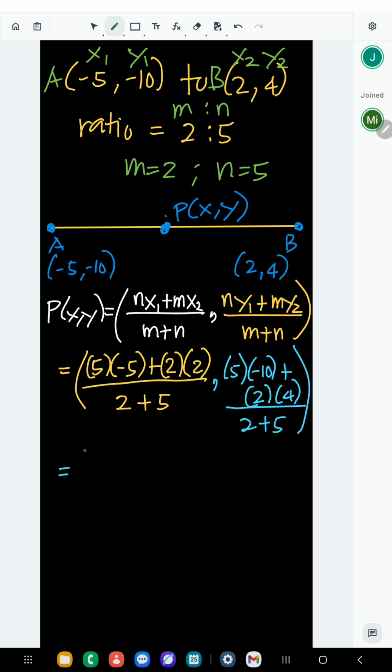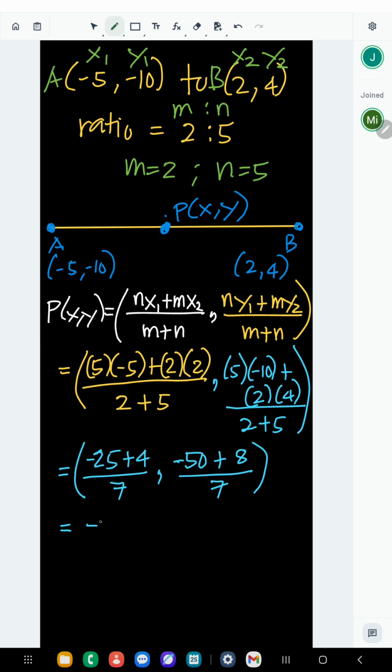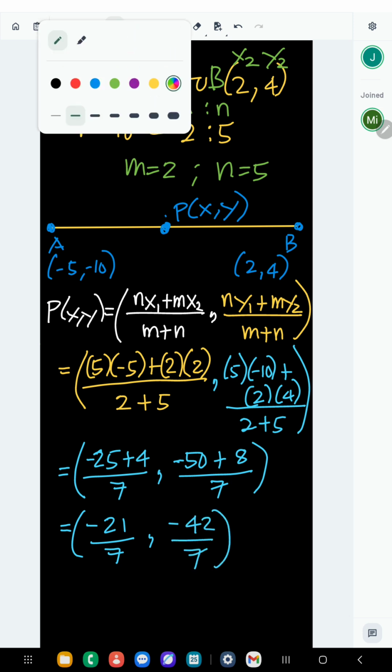Then we simplify. 5 times -5 is -25, plus 4 over 7. 5 times -10 is -50, plus 8. 2 times 4 is 8 over 7. Then -25 plus 4. What is -25 plus 4? It's -21 over 7. Then -50 plus 8 is -42 over 7.